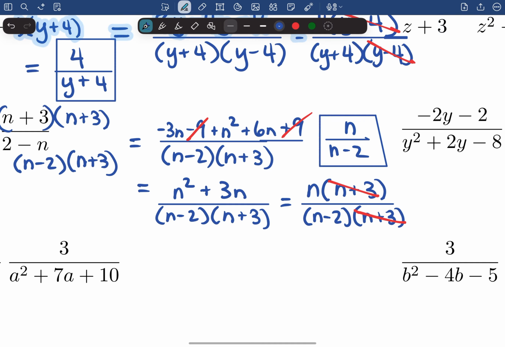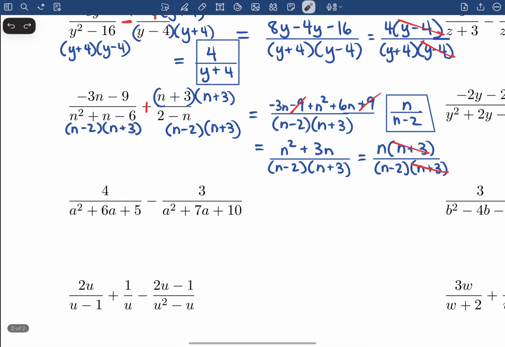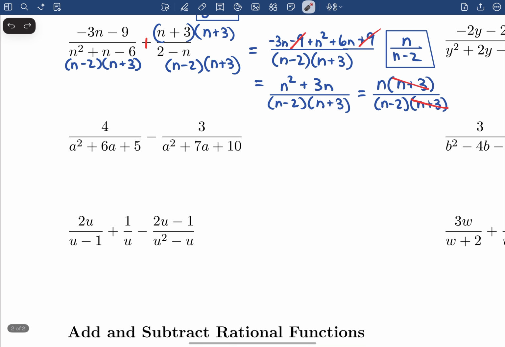And some of you may be thinking, wait, couldn't I just take this n on top and cancel it with the n on the bottom? The answer is no, do not do that. That's illegal. Stop it. We cannot cancel terms. Okay, so don't do that. Leave them there. Great. N over n minus 2, final answer.